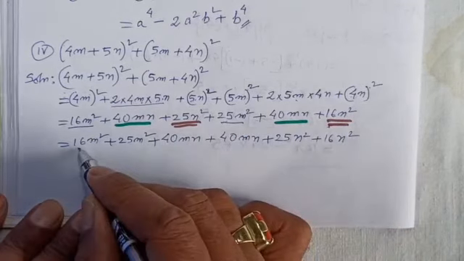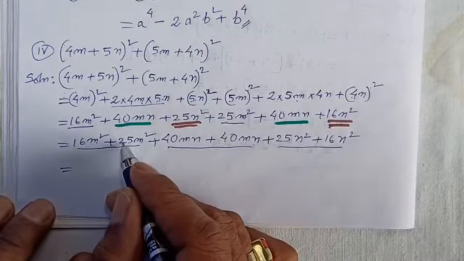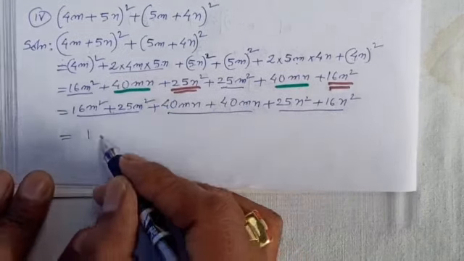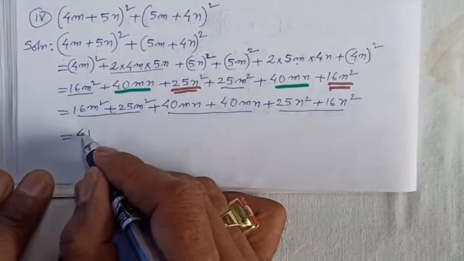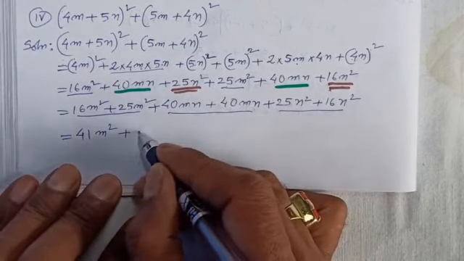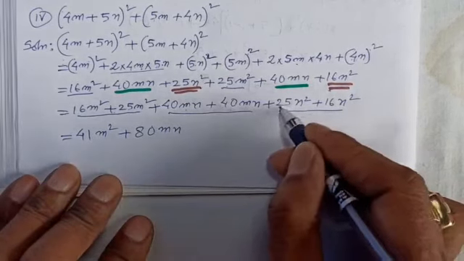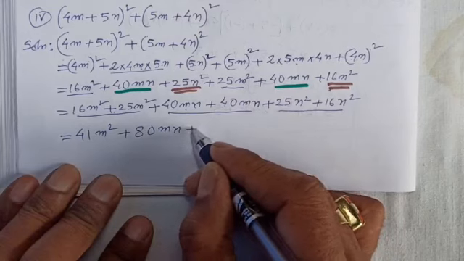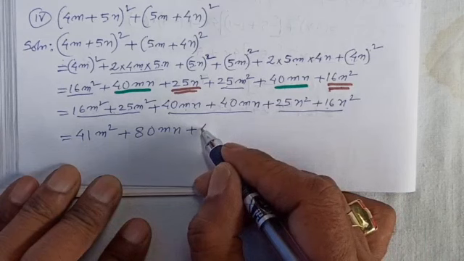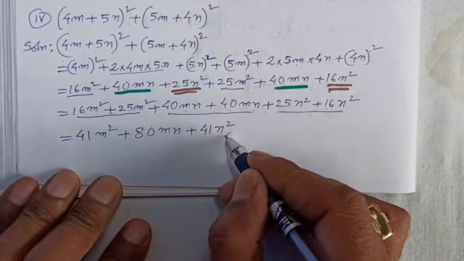Here these two are like terms, these two are like terms, these two are like terms. This is plus, so let us add together. 6 plus 5 is 11, 2 plus 1 is 3 plus 1 is 4, so 41 m square plus 40 plus 40 is 80 mn, and these two signs are also same, so let's add together. 25 plus 16, that is 41 n square, and this is the answer.